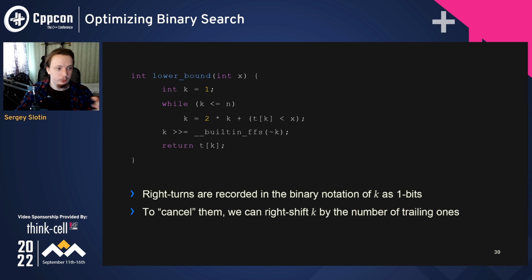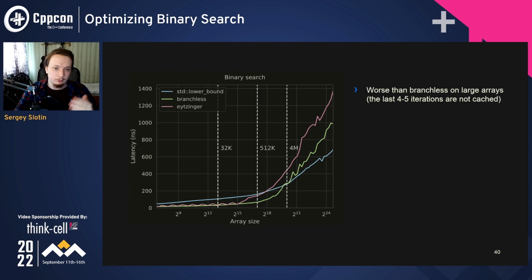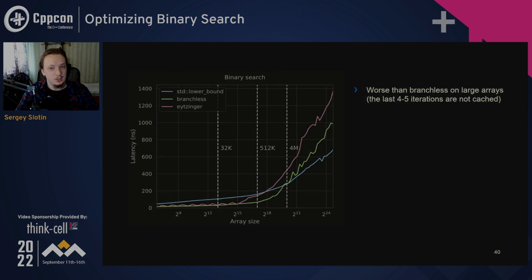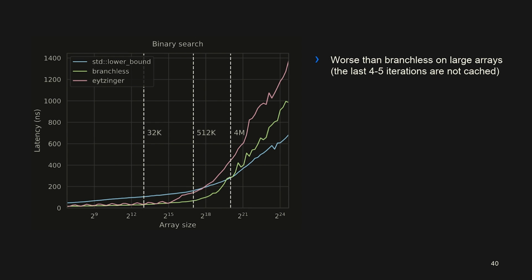So this entire 3-minute discussion just falls into this one line of code that executes 3 one-cycle instructions. So if we run our benchmarks again, it's actually not looking good. On small arrays, the performance is roughly on par with branchless binary search because our computation is simple and it doesn't require branches. But on large arrays, it is even worse than branchless binary search.